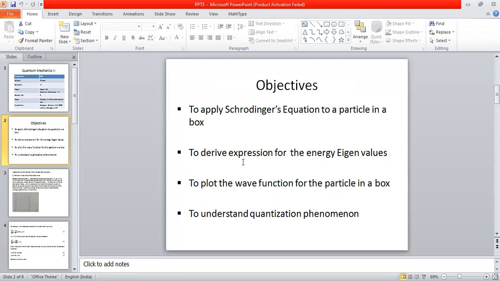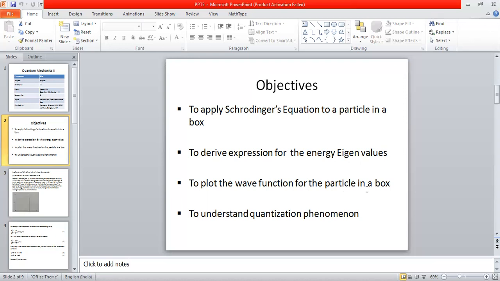So we are going to derive an expression for the energy eigenvalues of a particle situated in a one-dimensional potential box. Not only energy eigenvalues, we are also going to find the wave functions of the particle. Essentially, they are called energy eigenfunctions. So we are going to find an expression for the wave function of the particle in a box, and we also try to plot those wave functions as a function of the distance along the x-axis. So the third objective is to plot the wave function of the particle in the box.